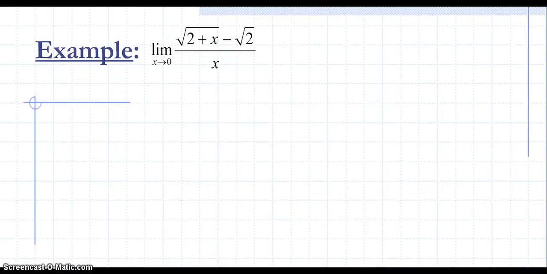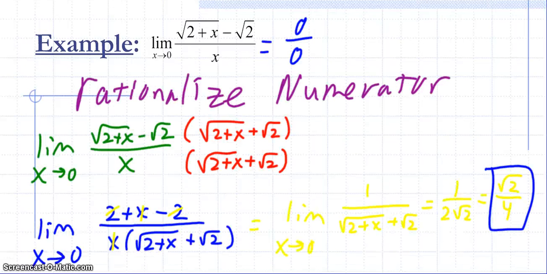Alright, next one. I want you to evaluate the limit as x goes to 0 of the square root of the quantity 2 plus x minus the square root of 2 over x. Pause the video, unpause when you're ready to check your work or when you get stuck. Okay, so here we got the indeterminate form again, and now maybe you have not seen this technique before, so you might have gotten stuck.